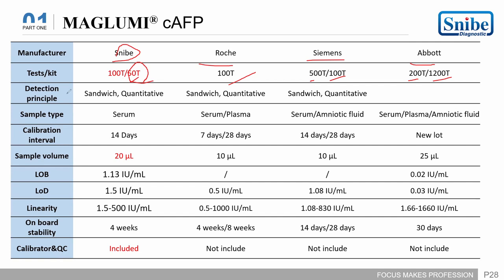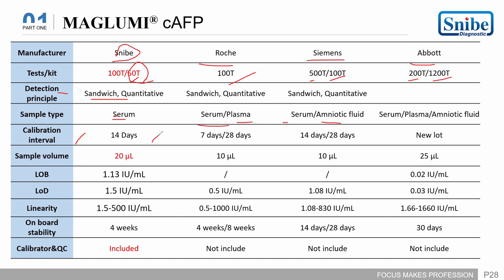If we talk about the detection principles, yes, we have quantitative analysis through the sandwich procedure, and we have a serum sample type. The others may recommend serum and plasma, Siemens is providing amniotic fluid, and Abbott is providing serum, plasma, and amniotic fluid validated. If we talk about the calibration interval, we have 14 days onboard calibration stability as compared to the others.